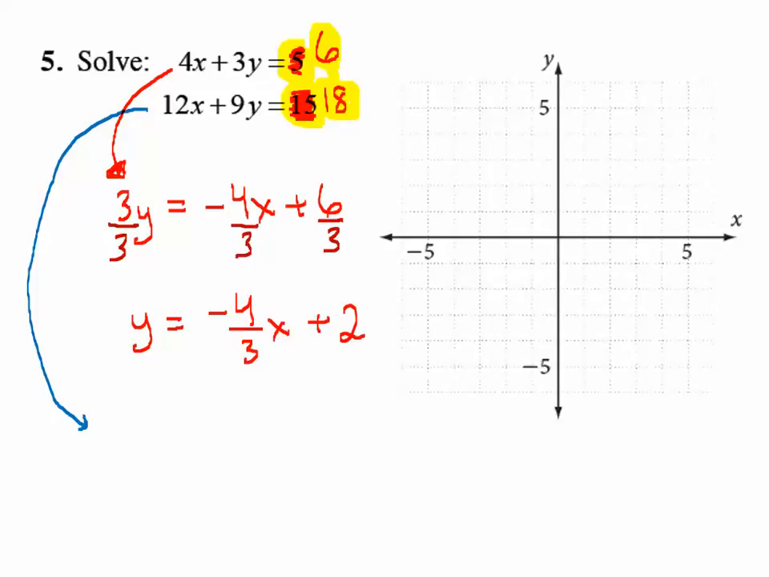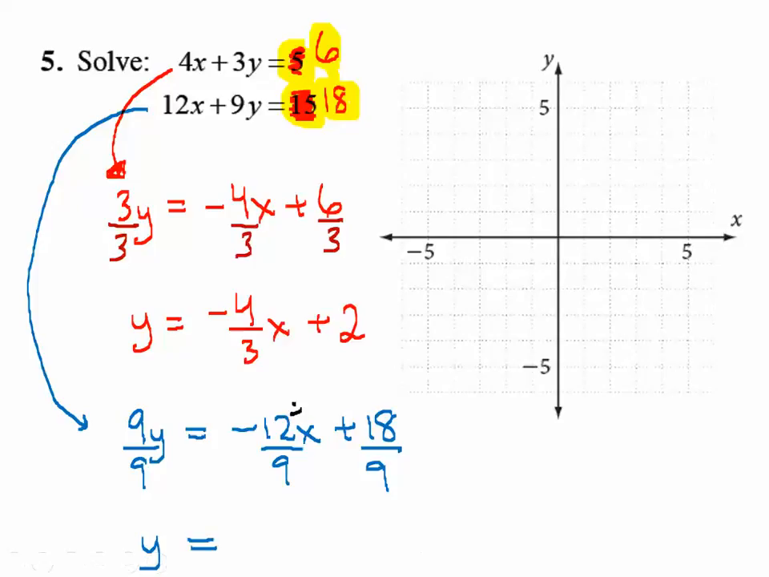What if it's the same? Let's go for it. So we've seen it already here. So subtract 12x from both sides gives you a 9y on one side, negative 12x plus 18 on the other. Dividing everything by 9 gives us y is equal to negative, let's see, divide by 3, so negative 4 over 3 x. Everybody good there? Plus 2, and so notice, yes, the red equation, the blue equation, they actually are the same exact equation.